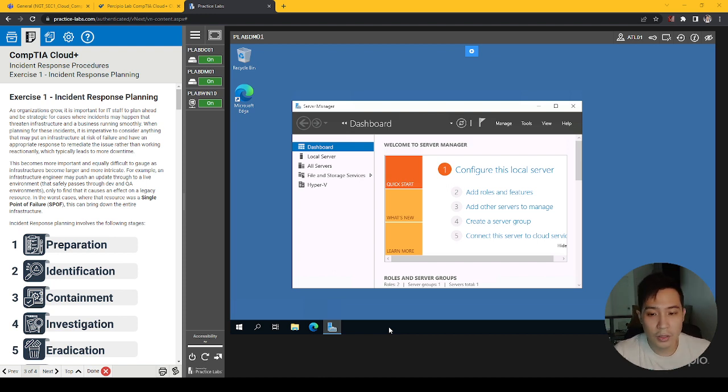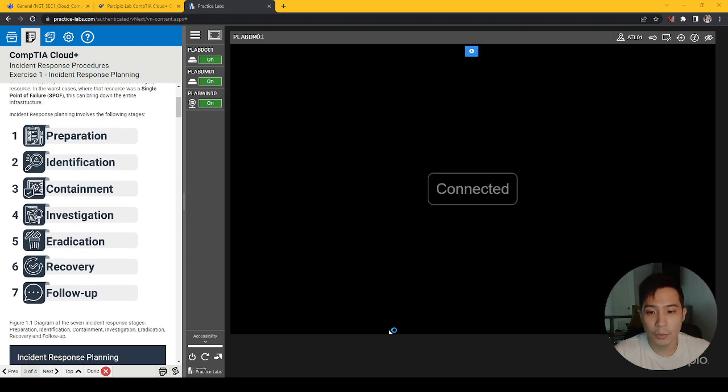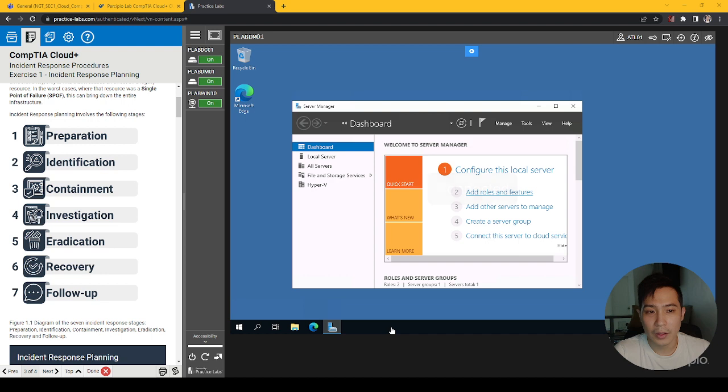Now, incident response planning involves the following stages. Number 1 is preparation. Number 2, identification. 3 is containment. 4 is investigation. 5 is eradication. 6 is recovery. And lastly, 7 is follow-up.